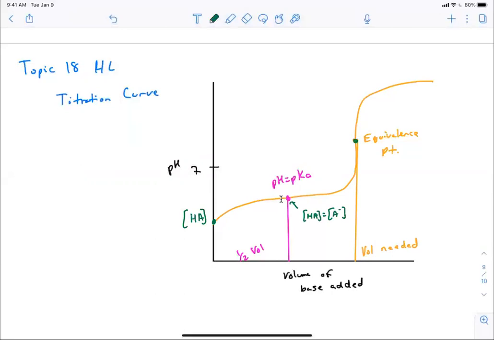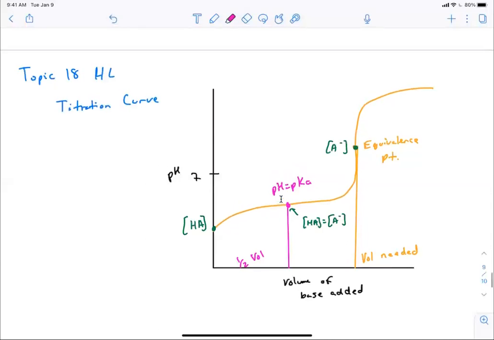At this point, all you have left is A minus, because all of the acid has been neutralized and you're left with just an abundance of A minus. So as you progress from point 1 to 2 to 3, the amount of HA decreases because you're neutralizing it, and the amount of A minus increases because you're producing it when you neutralize it. And so the abundance of those species becomes significant. So A minus becomes significant after you start adding base.